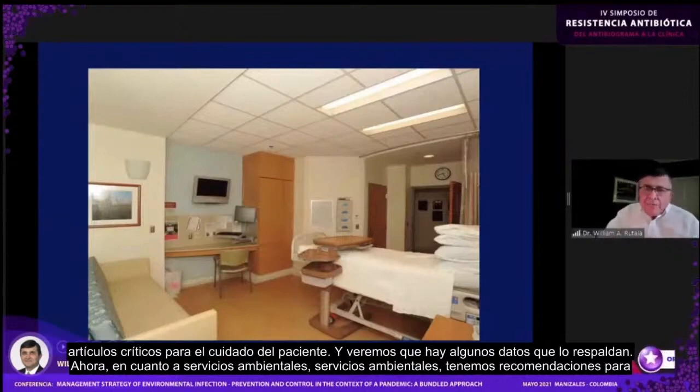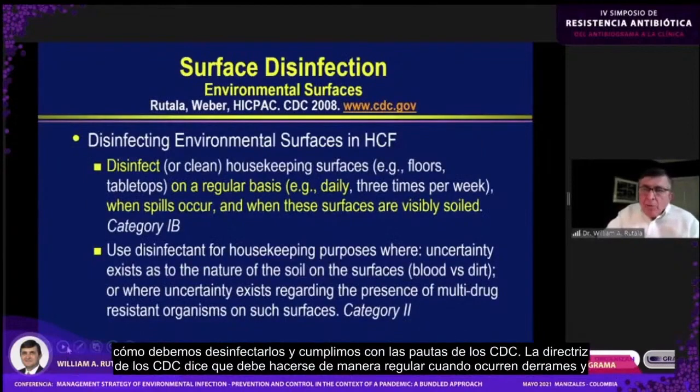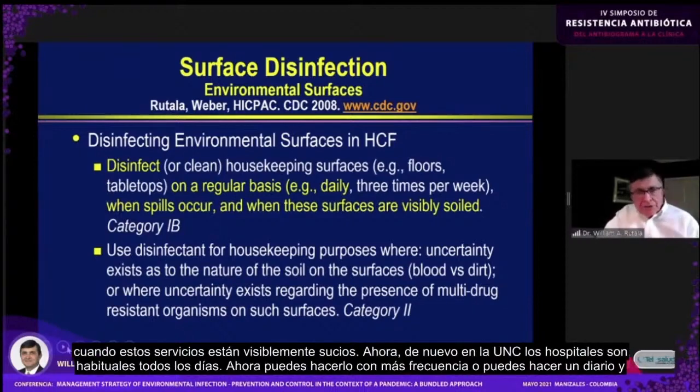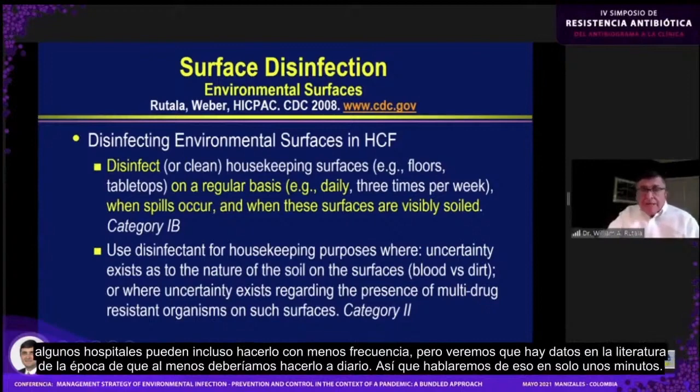Now, as far as environmental surfaces, we have recommendations for how we should disinfect them, and we comply with the CDC guideline. The CDC guideline says that it should be done on a regular basis, when spills occur, and when these surfaces are visibly soiled. Again, at UNC hospitals, our regular basis is daily. You can do it more frequently, or you can do it daily, and some hospitals may even do it less frequently, but we're going to see that there's data in the peer-reviewed literature that we should at least do it daily. So we'll talk about that in just a few minutes.